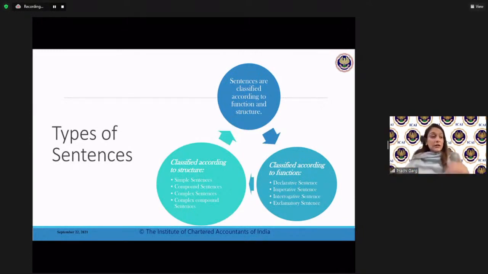Now, before I start with what function means and what structure means and why these sentences are different from each other, you should know how a sentence can create an impact. Every sentence has something to do. A sentence could be a question also. A sentence could be giving instructions also. A sentence could be expressing your joy, your sorrow, anything, right? So the sentence conveys a lot of meanings, right? We classify them so as to understand a function.